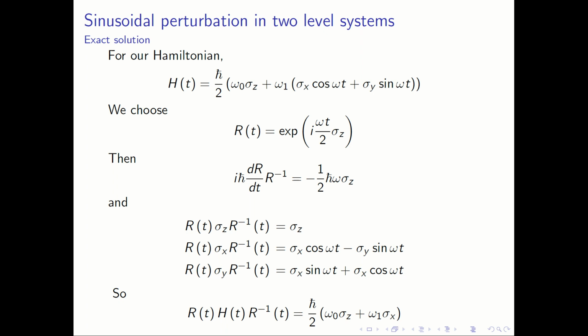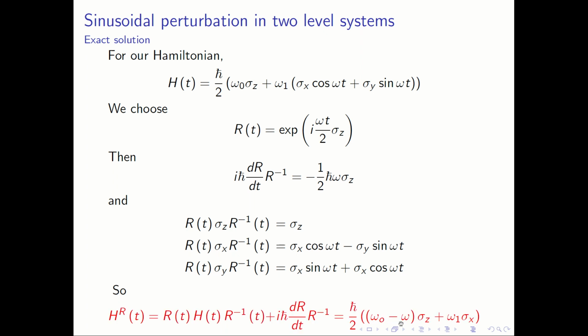Of course this is not the full Hamiltonian HR. For the full Hamiltonian you need an additional iħ (dR/dt) R inverse term, which is plus minus half ħω σz. So you end up with ħ/2 times (ω0 minus ω) σz plus ω1 σx. So as promised, once we have applied this R of t, we have gone into a new picture, and in this picture the Hamiltonian HR of t, the effective Hamiltonian in this picture, describes the interaction of a spin half particle with a constant magnetic field.